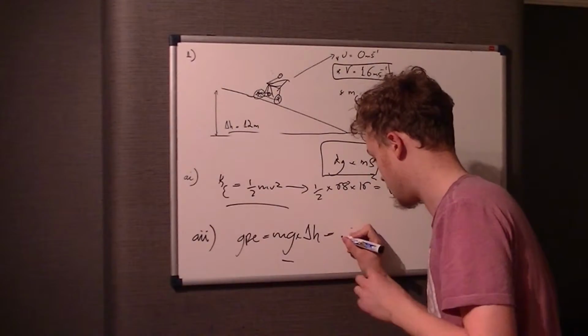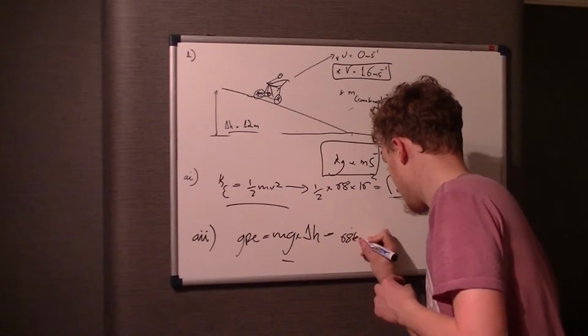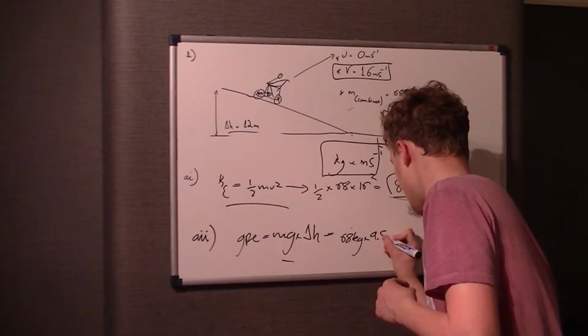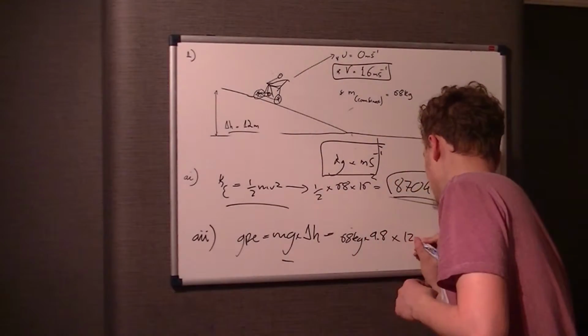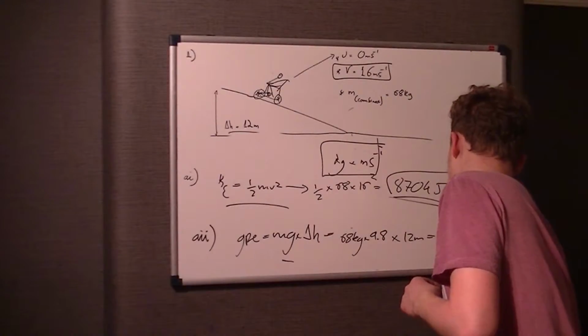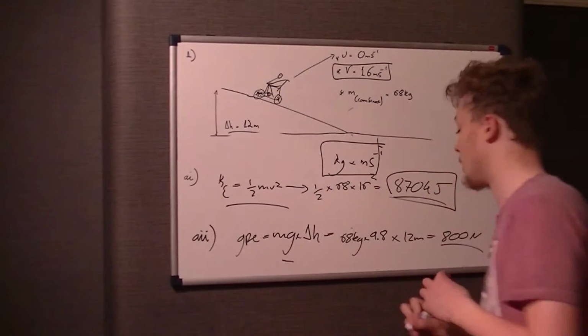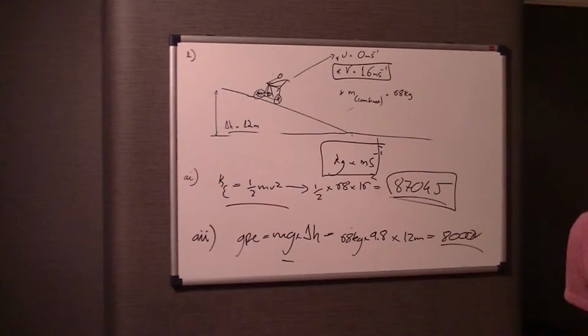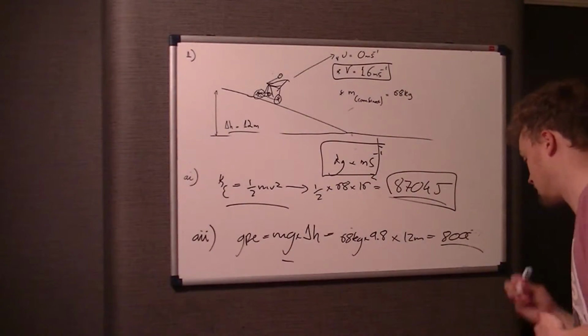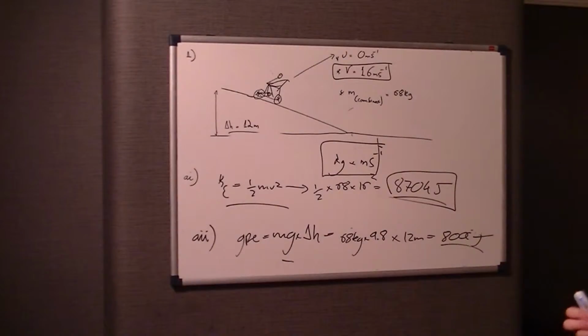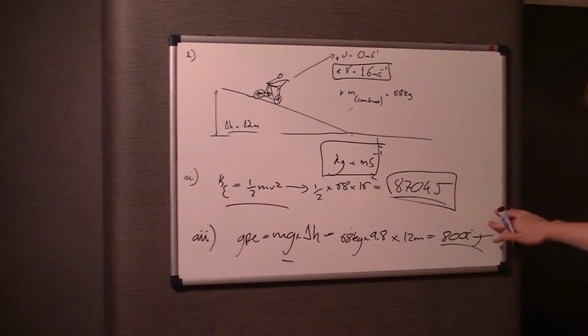So mg, you just put 68 kilograms times 9.8 times delta h of 12 metres, which gets you 8,000 joules when rounded. Sorry, not newtons, joules. Truly it comes to about 7996.8 joules. So you can see they're very, very similar. Well, actually that's quite a lot more. Sorry, I do apologise, don't listen to me.